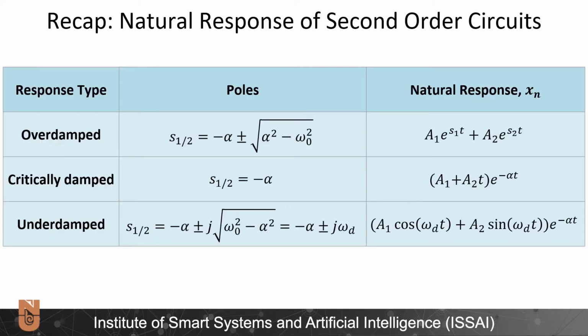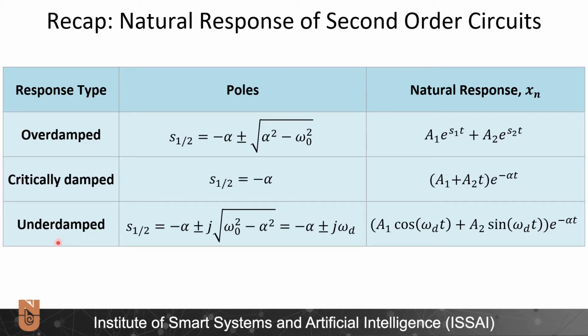Let's remember the natural response of second-order circuits. In the overdamped response, we have two real roots, and the response is in the form of A1 times e to the S1t plus A2 times e to the S2t. In the critically damped response, these roots are overlapping, and we have a response in the form of A1 plus A2 times t times e to the minus alpha t.